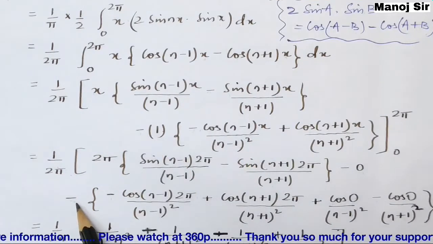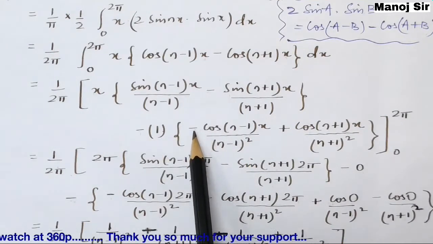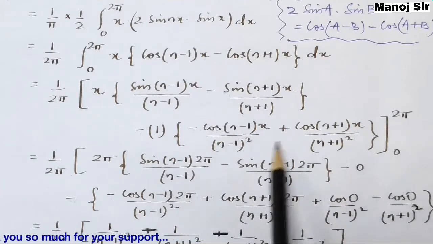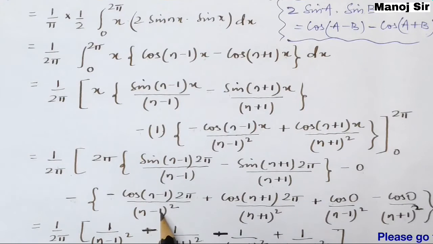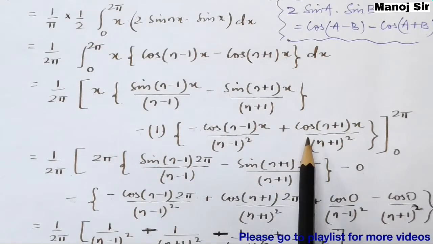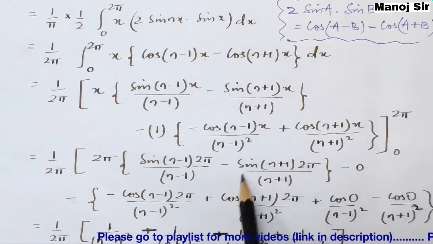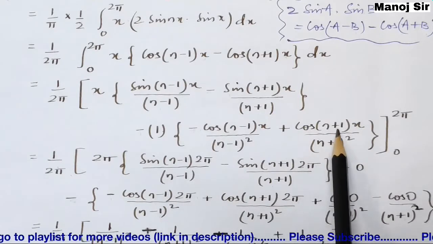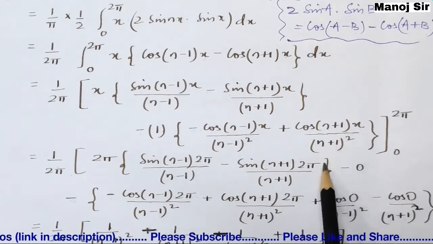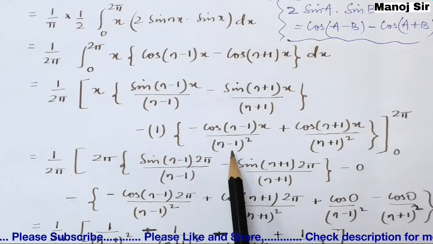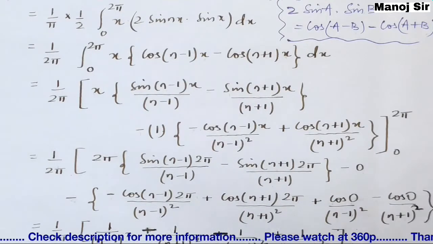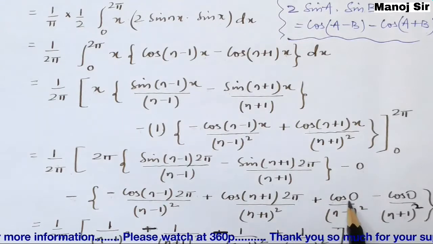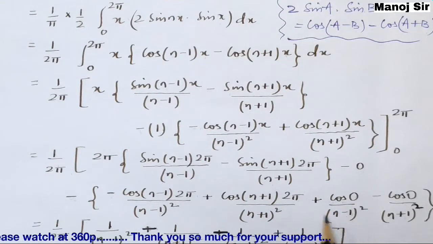Now coming to the second term. Here we have a negative sign, so simply minus of cos. If you put the upper limit, this is going to be minus cos of (n minus 1) times 2 pi upon (n minus 1) whole square. Here again, with this positive sign, we can write cos of (n plus 1) times 2 pi upon (n plus 1) whole square. Now we'll put the lower limit. Upper limit negative, then lower limit will be positive, so here we have cos 0 upon (n minus 1) whole square.